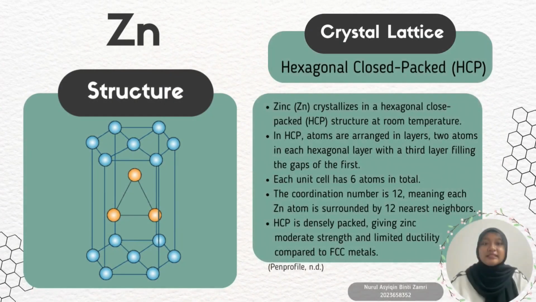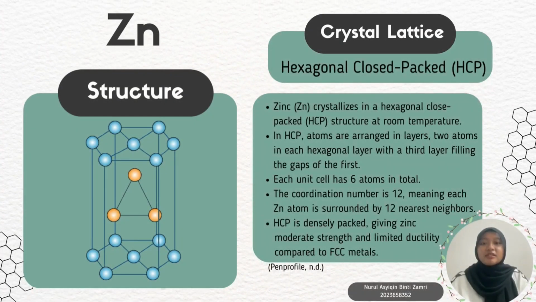The last one is zinc. Zinc crystallizes in a hexagonal close-packed, or HCP, structure. In this structure, the zinc atoms are arranged in repeating layers. Each hexagonal layer contains atoms arranged closely together, and a third layer fits into the gap of the layer below, forming a compact and stable arrangement. In an HCP unit cell, there are a total of 6 atoms.